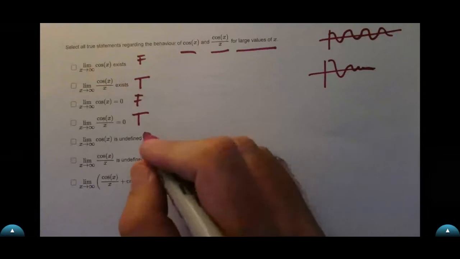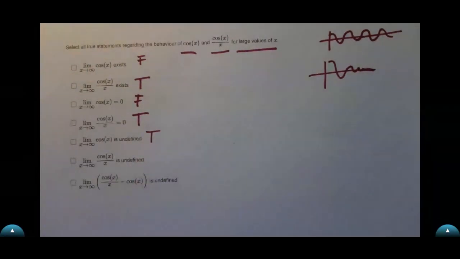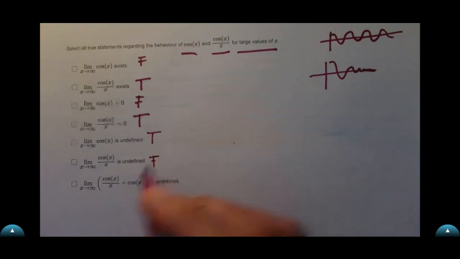True dat, that is true. Okay, because it doesn't exist, right? This limit is undefined. Is dat true or dat false? Is this undefined? Definitely false, right? Because we know it's 0 from this one. Okay, last one. This limit is undefined. True or false, people? Jovanka says true. True dat. Abdul Rahman says true dat.